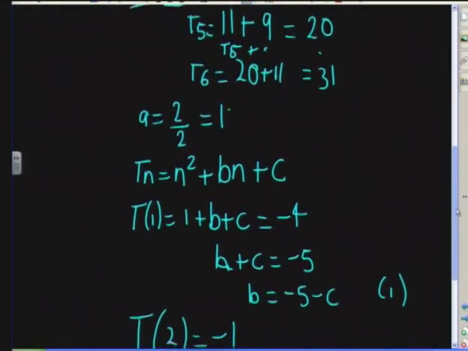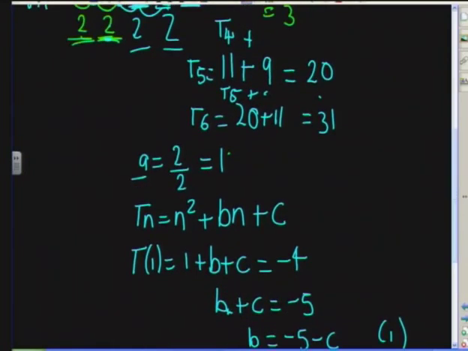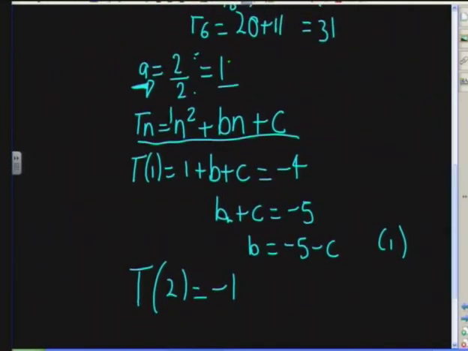And we worked out, during the break, that your a, remember a is your second difference divided by 2, that is always the case. In this case, our second difference is 2. So 2 divided by 2 is 1. So therefore, my equation now becomes Tn is equal to n squared plus bn plus c. How did I get that? All I simply did was I replaced the a with 1. So it just becomes n squared plus bn plus c.